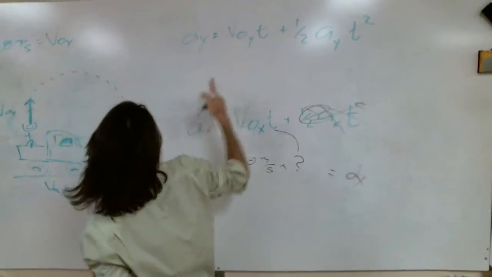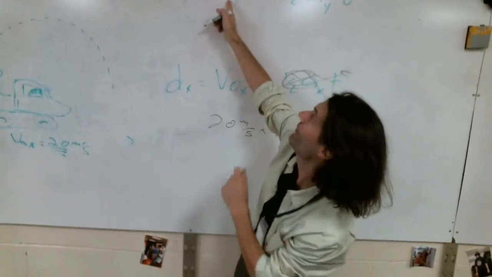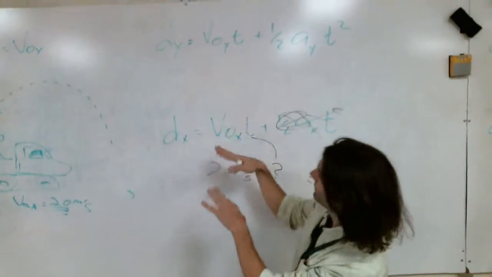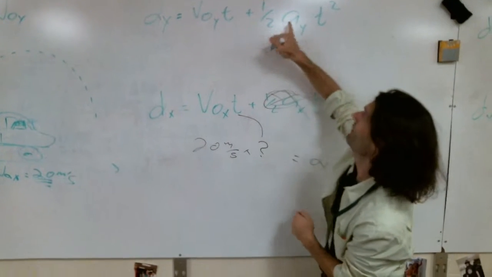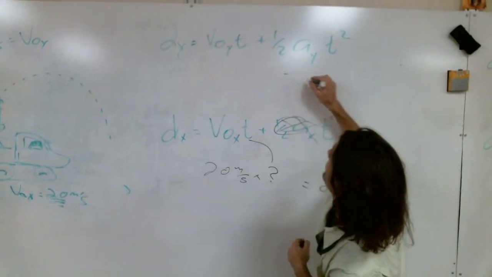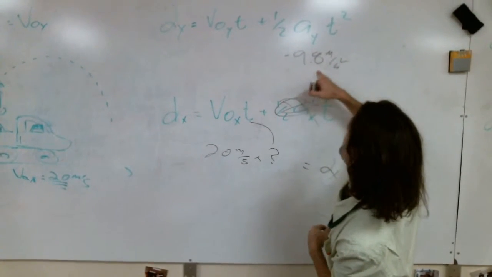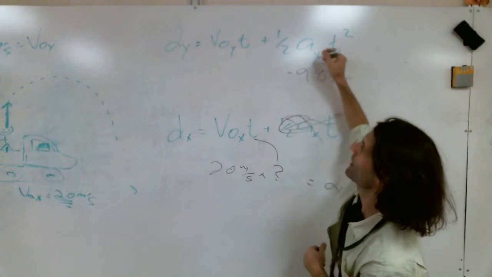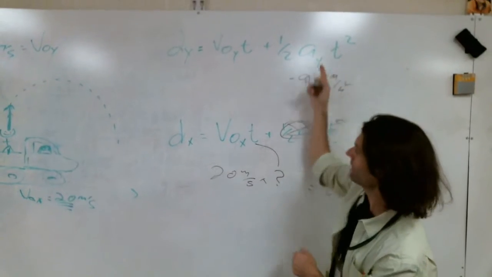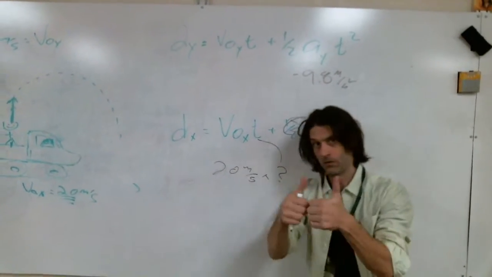That's an original velocity in the y, so we do have a number for that. Time will be a list of times that it gives you, plus one half the acceleration in the y, which is going to be negative 9.8 meters per second squared. That's gravity, and you multiply it by the t squared. So gravity plays with this, not this.